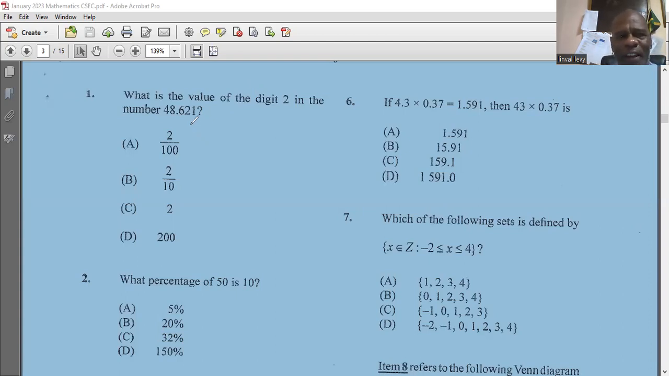For number one, what is the value of the digit 2? All right, so look at the value. When we're answering our questions, we highlight and look for important points in the question. In this case, they ask you, what is the value? So we want the value of the digit 2 in the number. So we're looking at this 2 here.